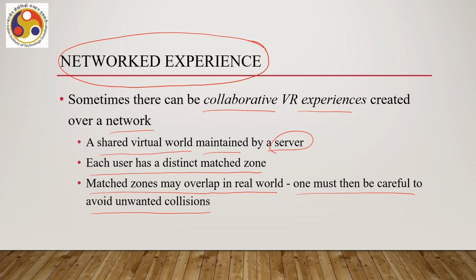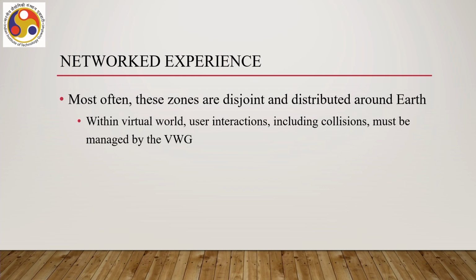assuming that the users are close to each other. Most often, such matched zones are disjoint and distributed around the earth. So, if the users are close by, we should be careful when the users are moving in their matched zone, they should not collide with each other. However, in most of the cases, the users may be spread around the globe, around the earth. So, there is no possibility of physical collision.